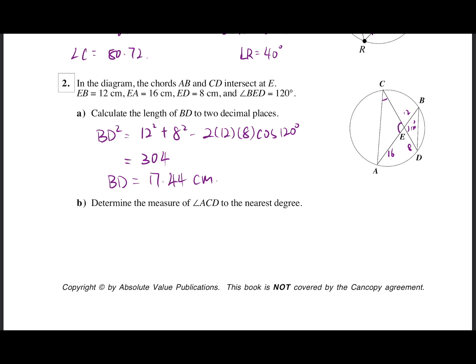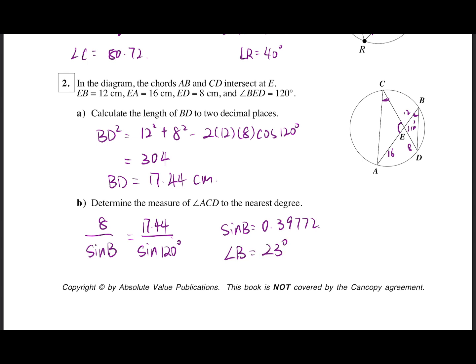For B, we need to find angle ACD. Because inscribed angles subtended by the same arc are equal, angle C and angle B are the same. For angle B we can use the sine law, so 8 divided by sine B equals the BD we just found, 17.44, divided by sine 120. Then angle B is 23 degrees, which equals angle ACD.